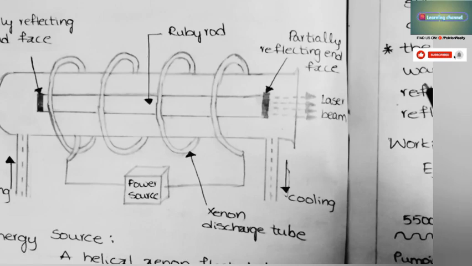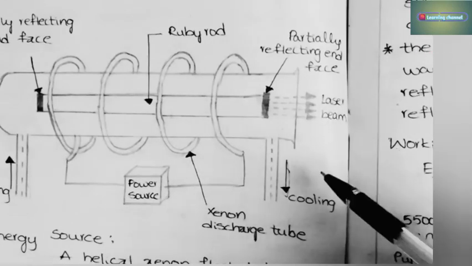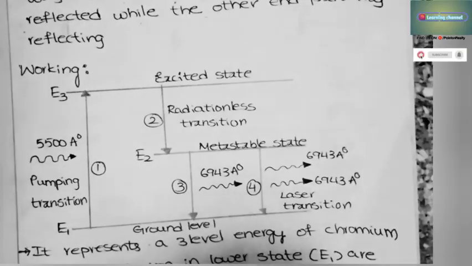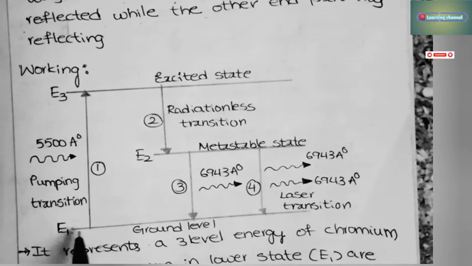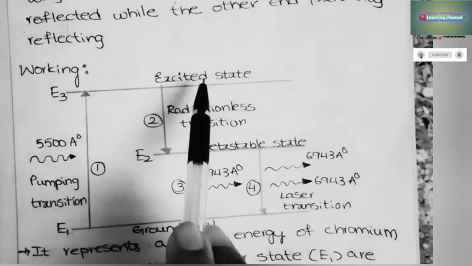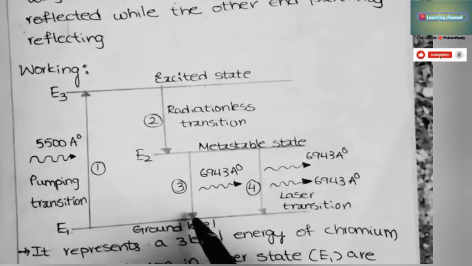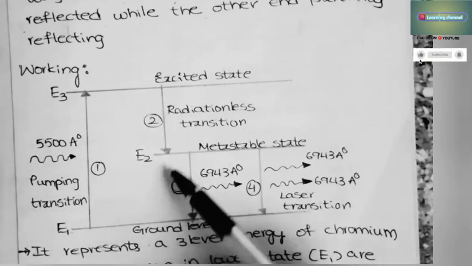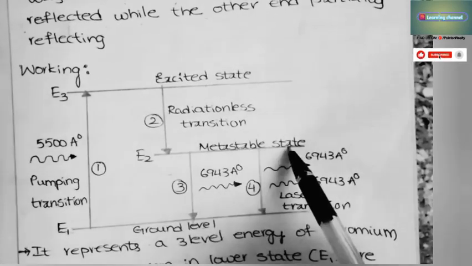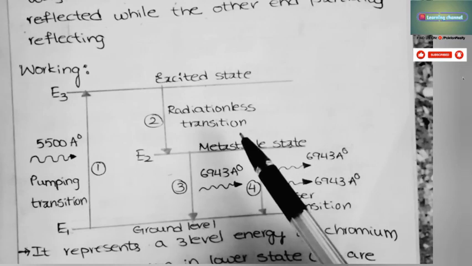Now let us see the working. How does it work to produce a laser beam? Let us see the diagram. So this is the ground level, named E1, and E3 is the excited state. When the chromium ions absorb energy, they are excited to the excited state, that is E3. After some time, they return to the E2 level, that is the metastable state. Now let us see how the process goes on.